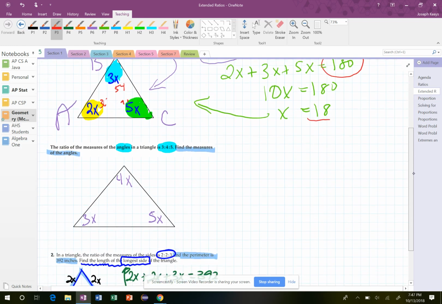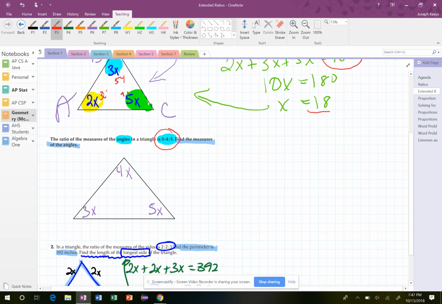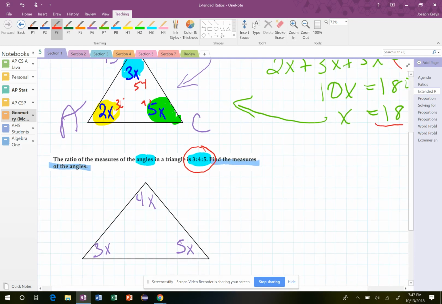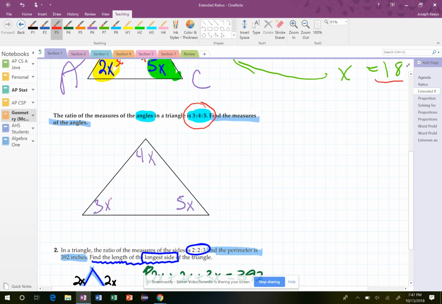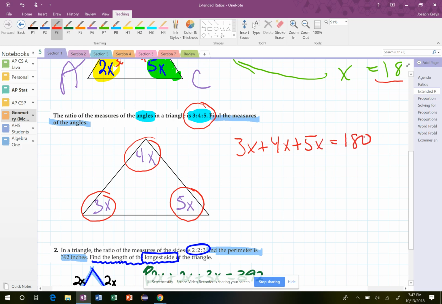Here's another problem, almost identical, except we just changed the extended ratio. The extended ratio here for these three angles are 3 to 4 to 5. So in this case, I have 3 to 4 to 5. So I am going to write 3x plus 4x plus 5x all equals 180. So that looks like 9, 10, 11, 12. I got 12x equals 180. I take my calculator out, 180 divided by 12, x is 15, just 15.